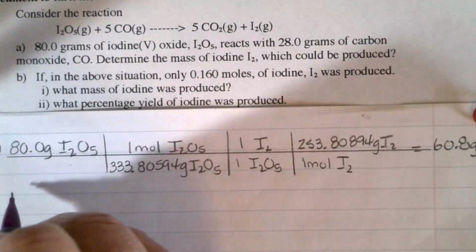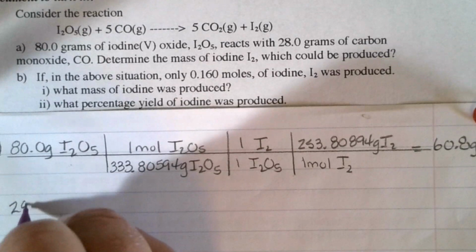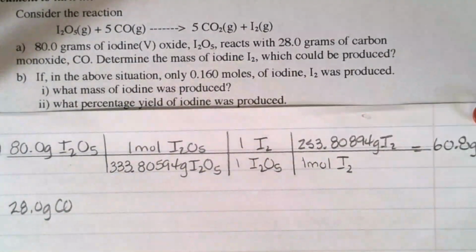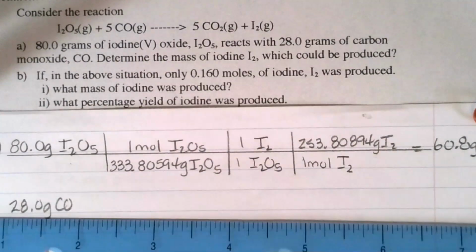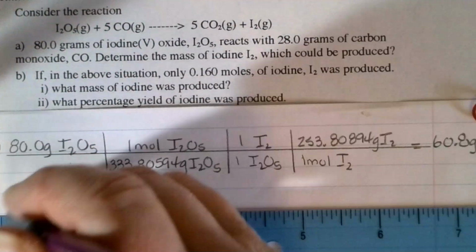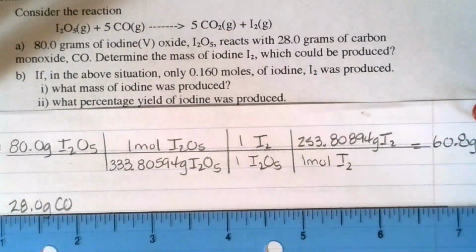The next thing we're going to do is we're going to take the 28.0 grams of carbon monoxide and we're going to change it into the iodine gas. We're going to see how much iodine gas the 28 grams of carbon monoxide is going to produce.